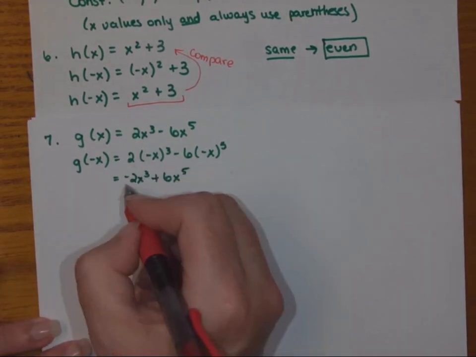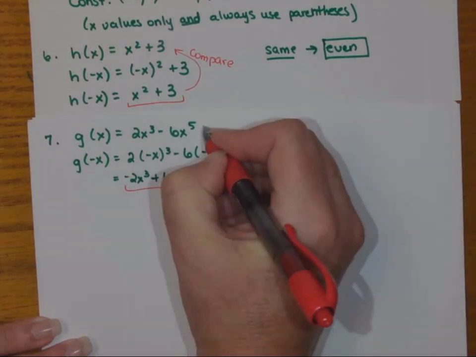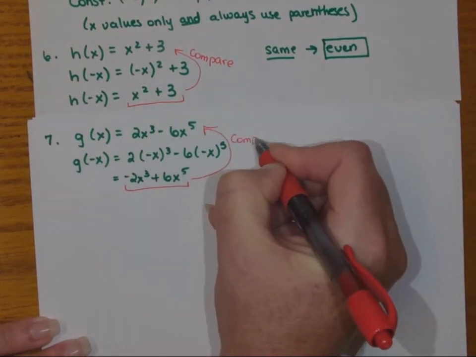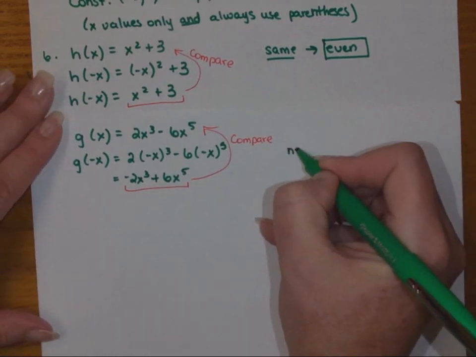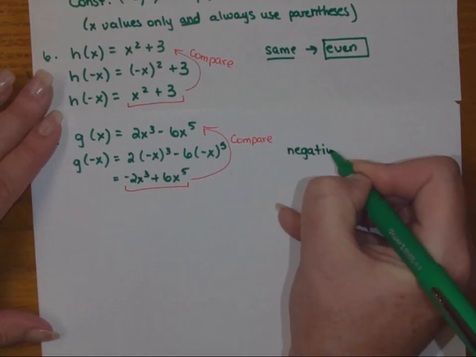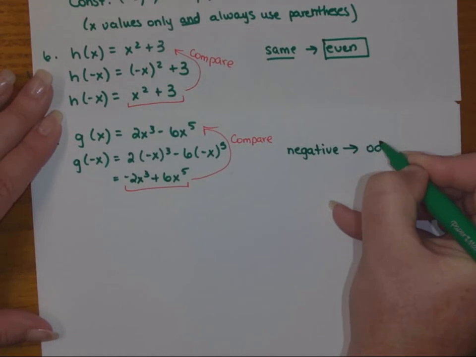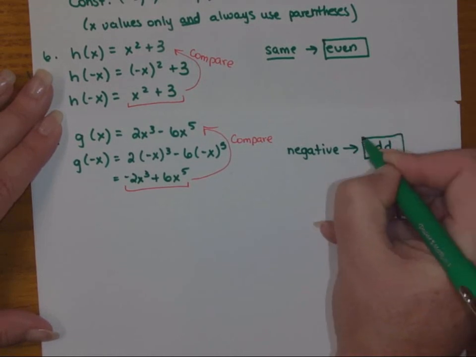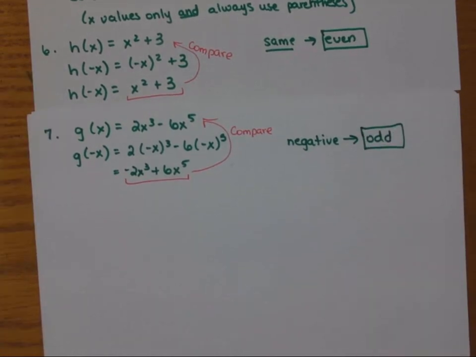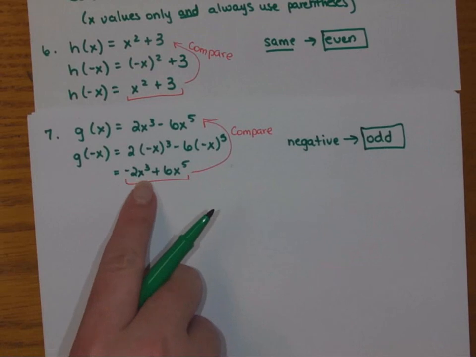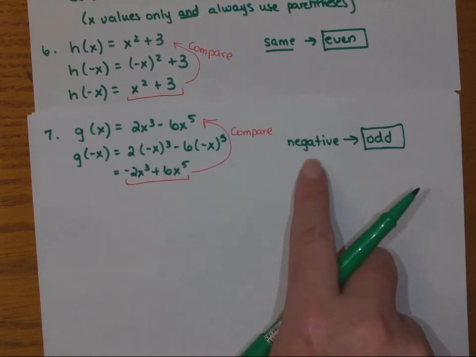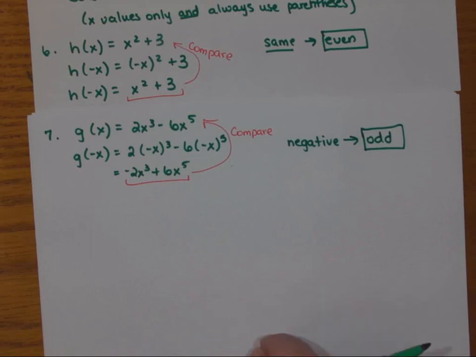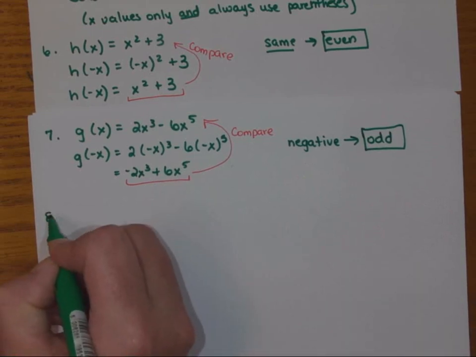And then again, you're going to compare, okay? And notice that it is not the same, right? But it's the negative version of the original, and if it's the negative version of the original, it's odd. But be on the lookout on the test for problems where one sign changes and the other doesn't. That would be a neither situation because it is not the complete negative of the original. So just make sure you're careful on that.